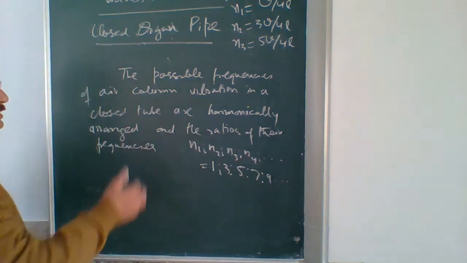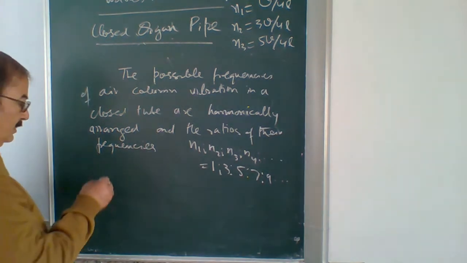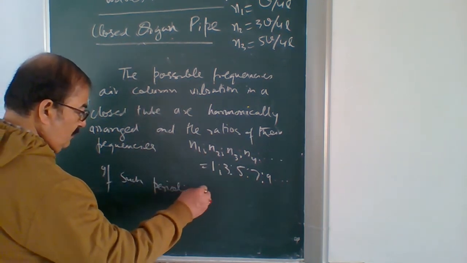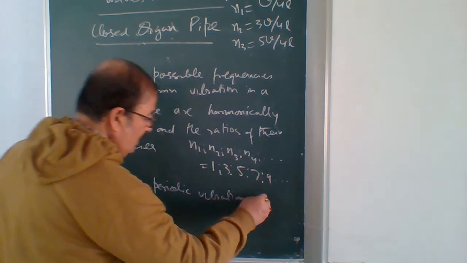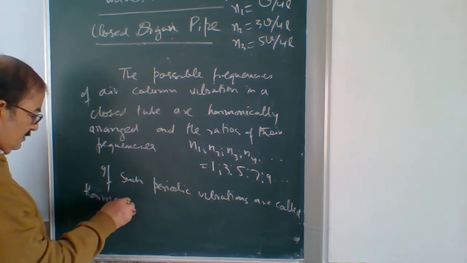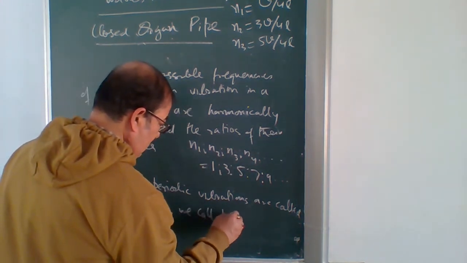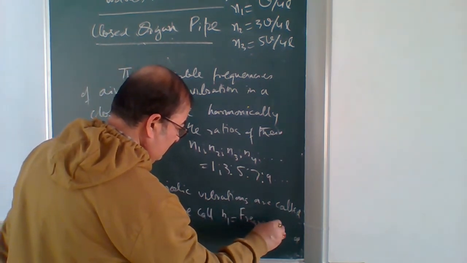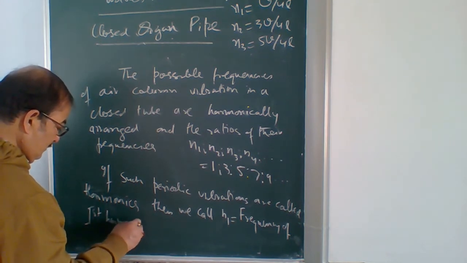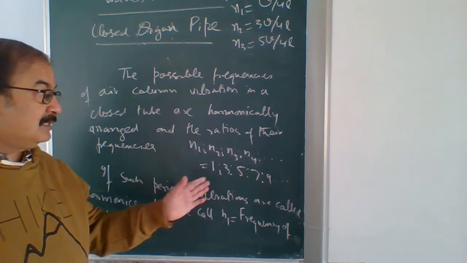That means such things are only taken in odd series, that is 1, 3, 5, 7. If such periodic vibrations are called harmonics, then we call N1 as the frequency of first harmonic. ध्यान देने वाली चीज है, N2 is not frequency of second harmonic, but rather it is frequency of third harmonic, because harmonics are taken according to this ratio.